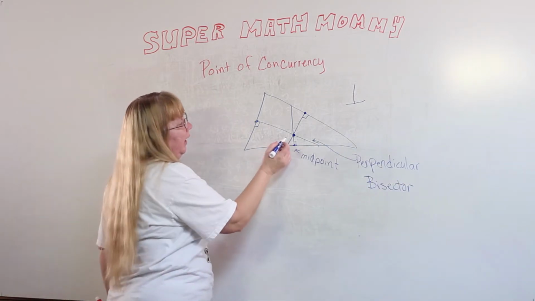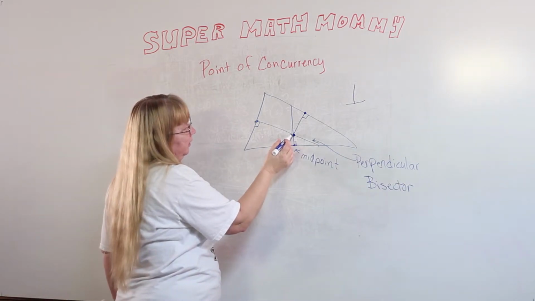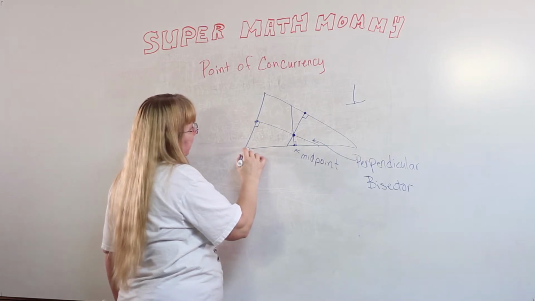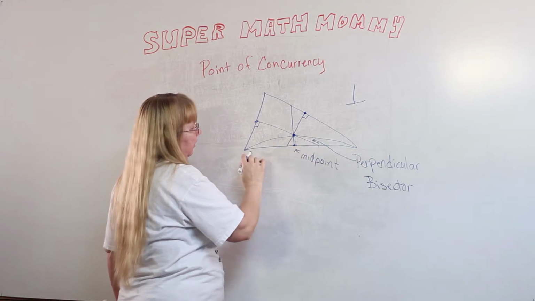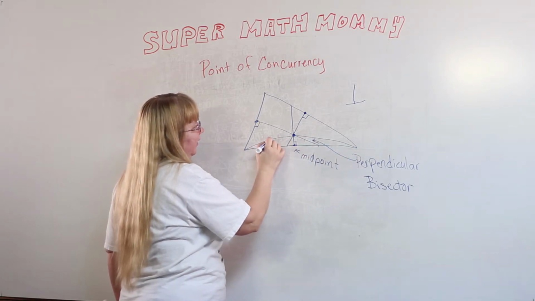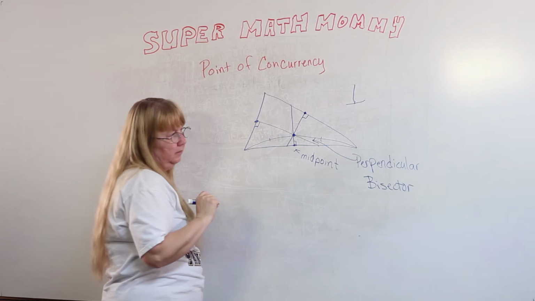So if I have a point on the perpendicular bisector, then if I draw a line here to the endpoints of the segment, straight lines, then these are going to be congruent lines.